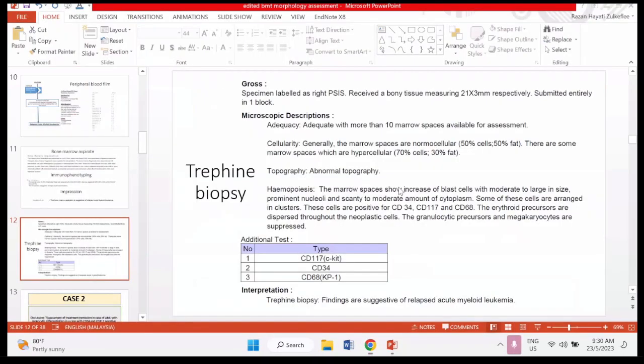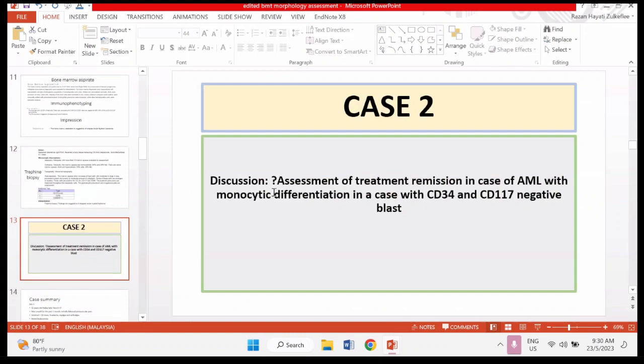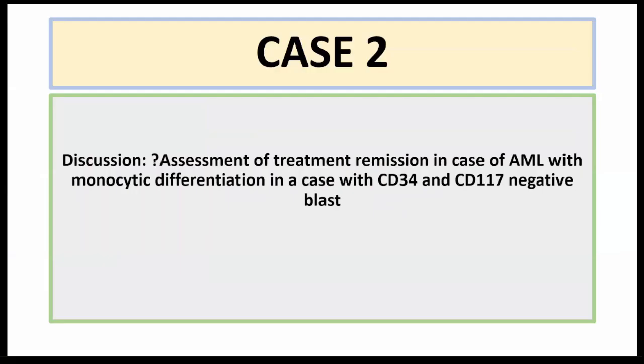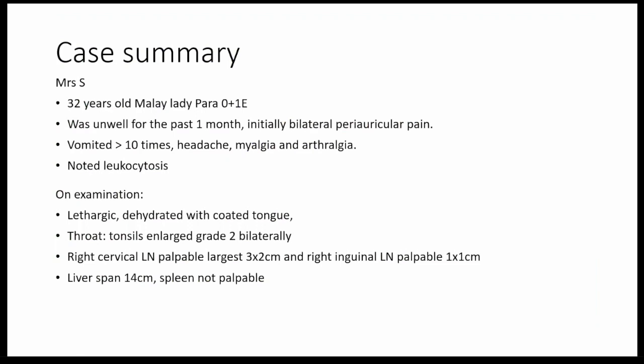Okay, for the second case. Can you see my screen? Yes. Okay, so the second case is mainly assessment of treatment remission in a case of AML with monocytic differentiation where CD34 and CD117 are negative.